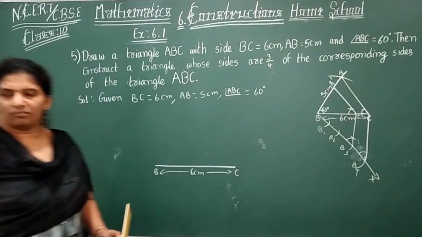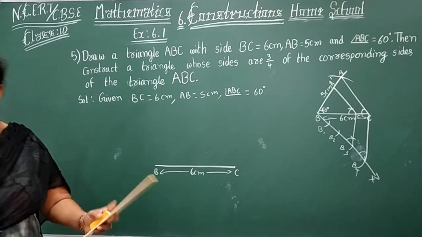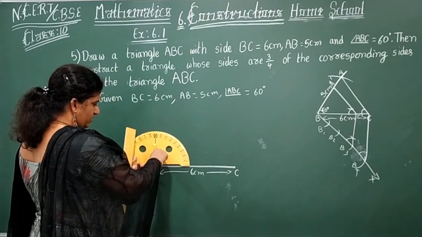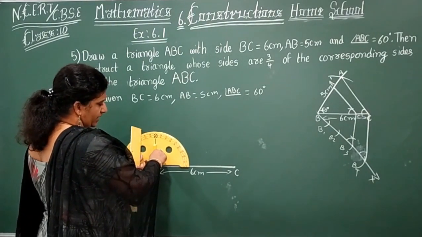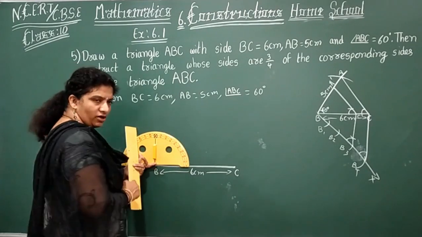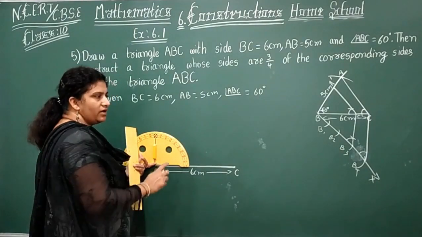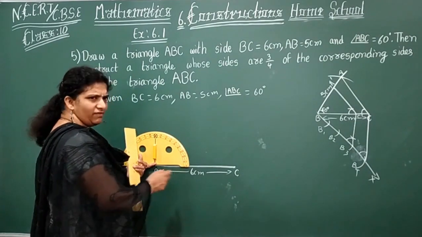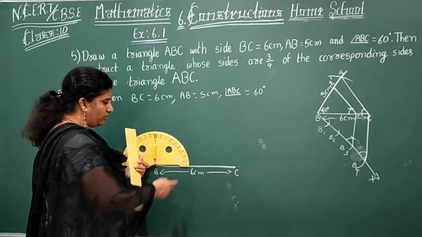Now, from B as a point, take the protractor. Look here, observe carefully. From B as a point, 60. Without this also we can do a 60-degree angle, children. Any way you are comfortable, you can go with this.